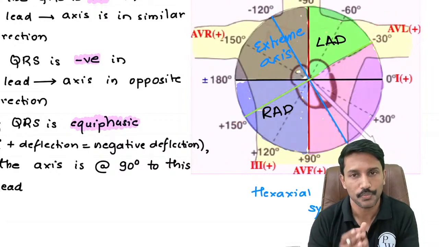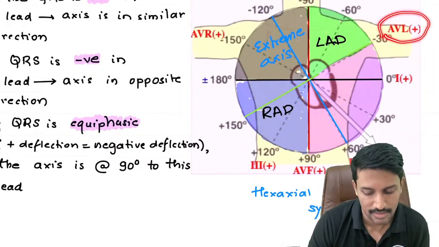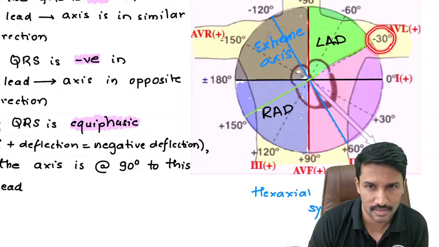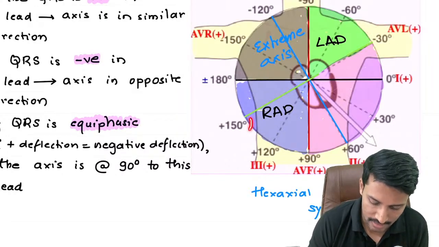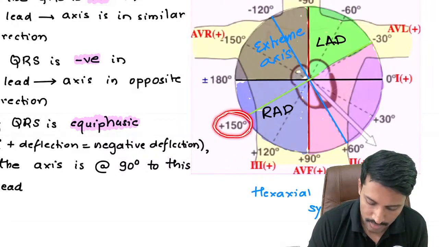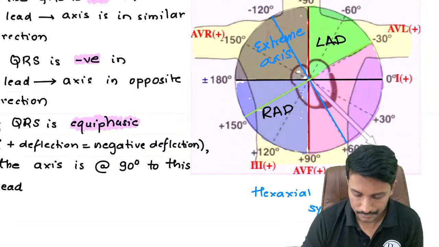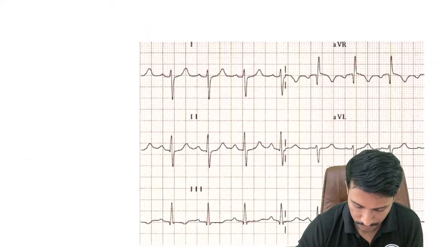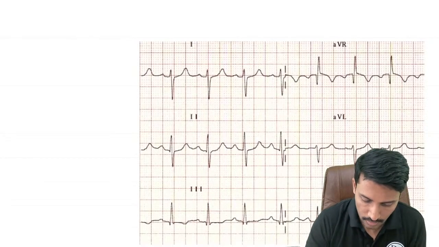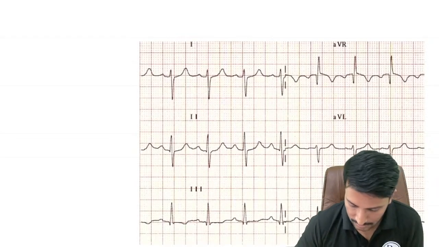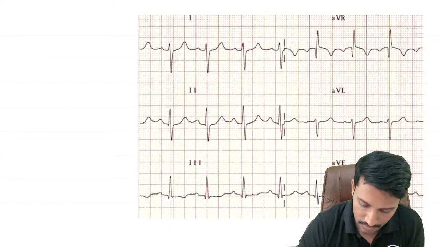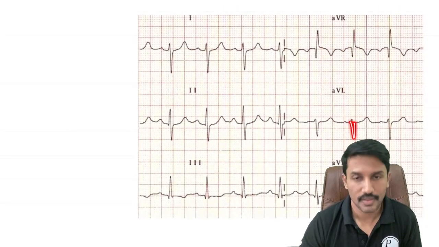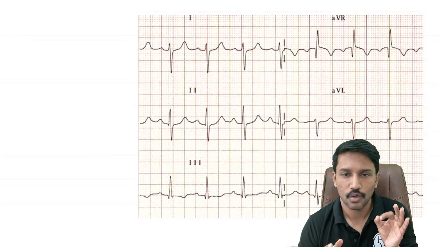So now what should I do? I should see whether AVL is net positive. If AVL is positive, the direction is minus 30 degrees. If AVL is negative, then the axis is plus 150 degrees. Okay, so let us see what we get here. When you look at AVL, is it negative or positive? It is negative. So the axis is 150 degrees.